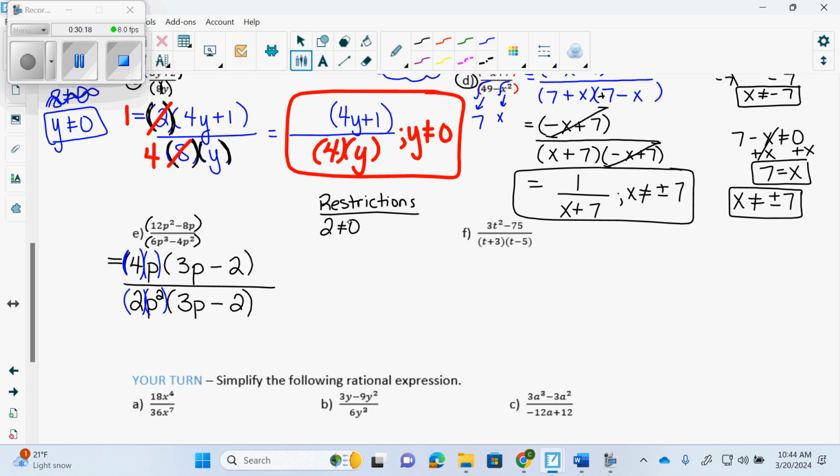Is that actually a restriction or just a true statement? Is it a true statement? 2 can't equal 0. Yes. Very true. Don't care about it though because it doesn't have a variable. Variable meaning a letter, right? Then we have p squared. P squared can't equal 0. Whether it's a p squared, p cubed, p4, p5, p6, p7, p8, p9, p10, all by itself, it's going to be not equal to 0.